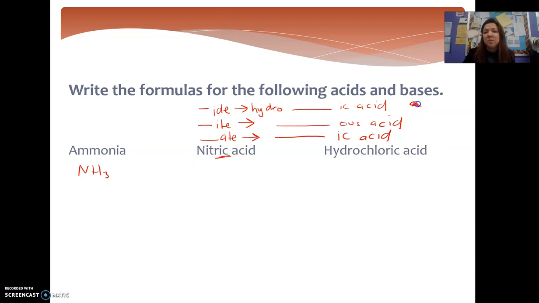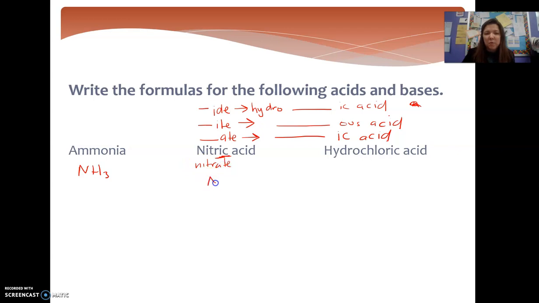I'm incorrect. Rewind. Okay, it's IC down here. There's no hydro prefix, so I know that it has to be this third one at the bottom. So that nitric had to have been nitrate. Okay, just work with me here.